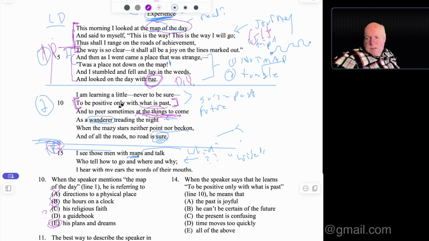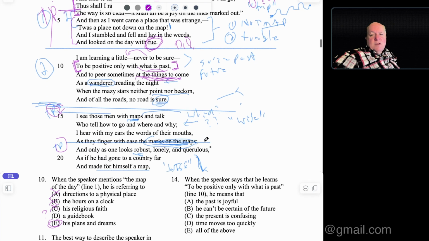He means what? "So I am learning a little, never to be sure." In other words, that's what he's learning. "I am learning never to be sure, and to be positive only with what is in the past." So again, the past is certain, it happened, right? The future, well, I just hit a bump on the road, and we need to start figuring that out.